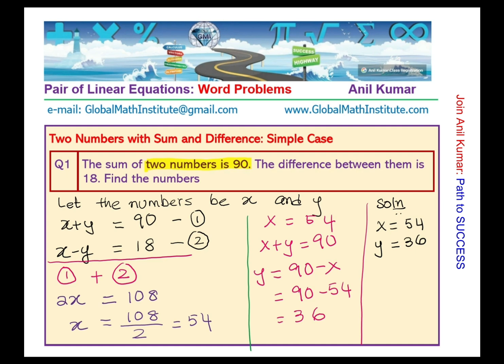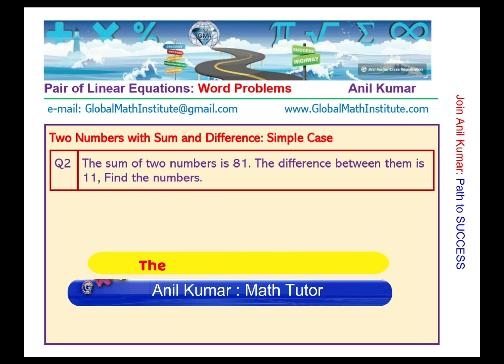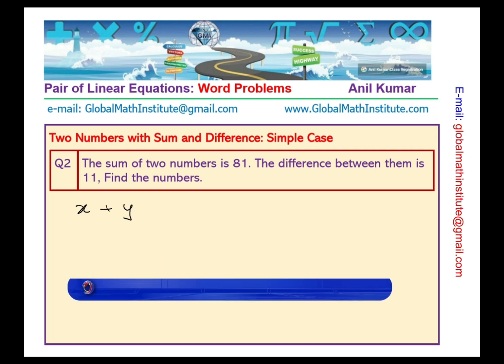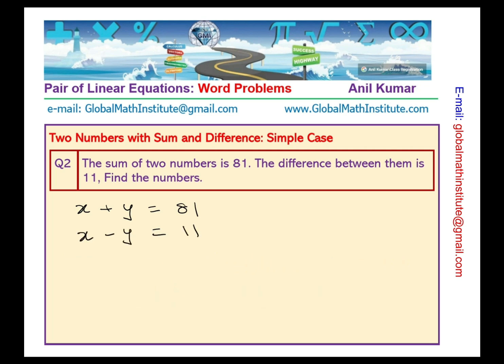Now let's take up the second question, which is very similar. The sum of two numbers is 81. Difference between them is 11. Find the numbers. So clearly you can write down the equations. Begin with the let statement: x plus y is 81 and x minus y is 11. Solve these equations by adding, find the value of x and then find the value of y as we did in question number 1.